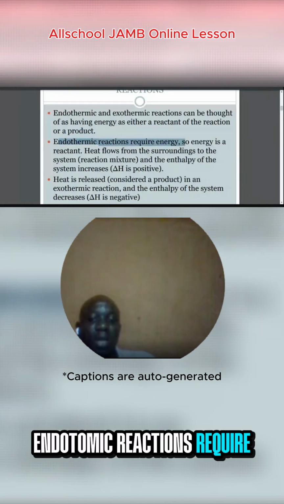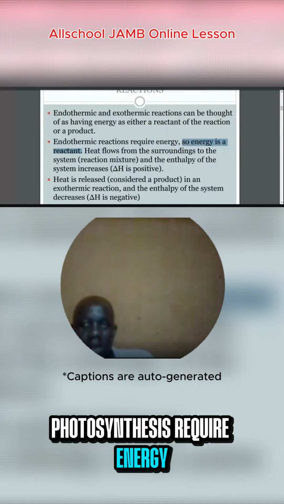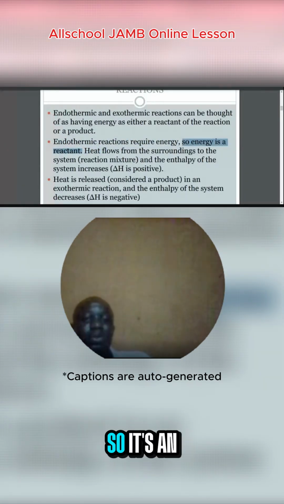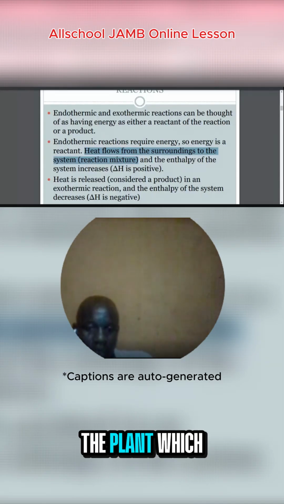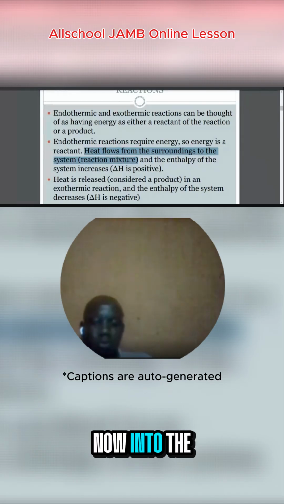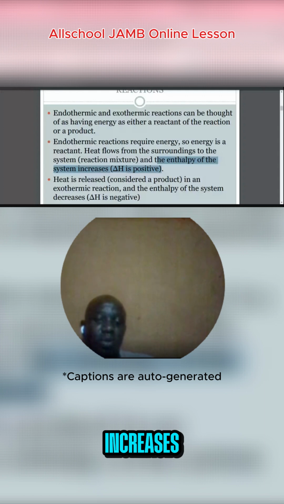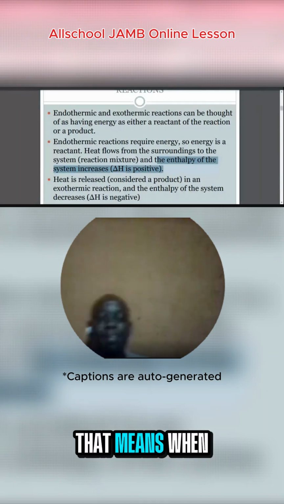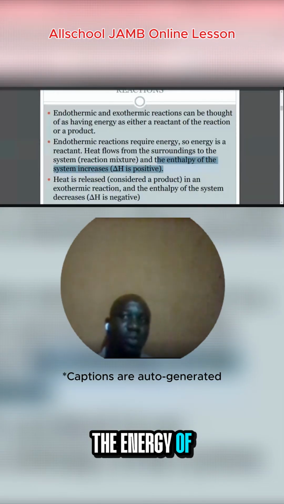Endothermic reactions require energy, so energy will be a reactant. Photosynthesis requires energy from the sun, so it's an endothermic reaction. Heat flows from the surroundings to the system. So the energy comes from outside the plant, which is the sun, into the plant. Then the enthalpy of the system increases. Enthalpy refers to the energy of the system.